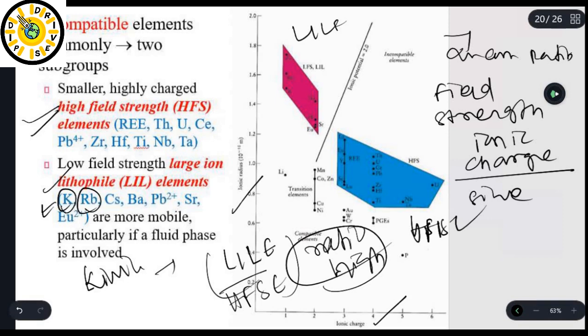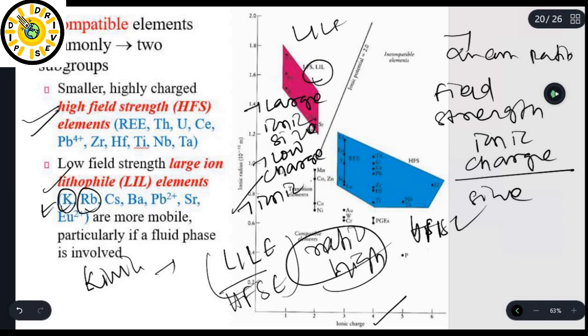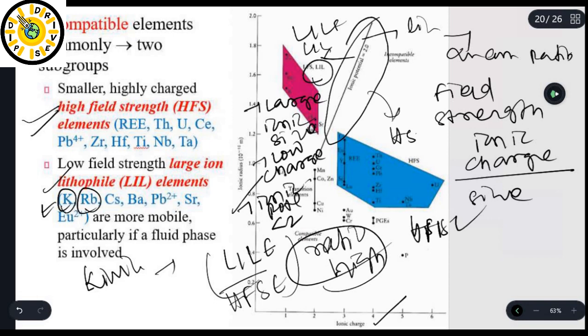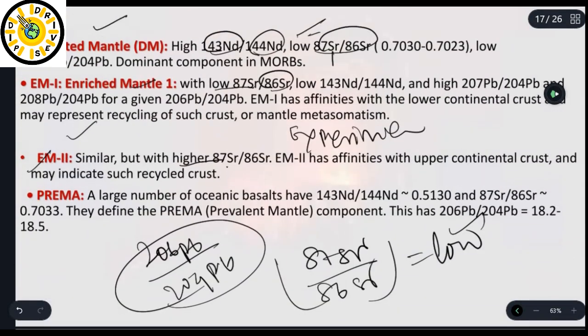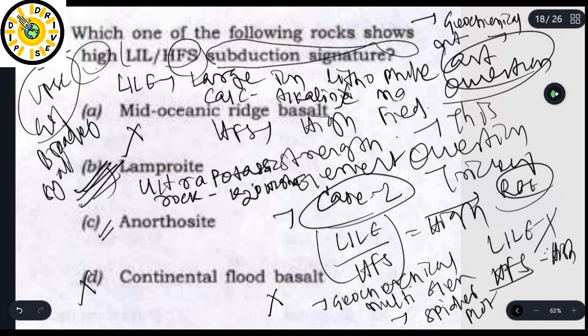And on LILE, look at this: LILE has large ionic size, low charge, and the ionic potential is less than 2. This is the ionic potential line. If it is less than 2, it is called LILE. If it is greater than 2, it is called high field strength. So the answer will be lamproite.